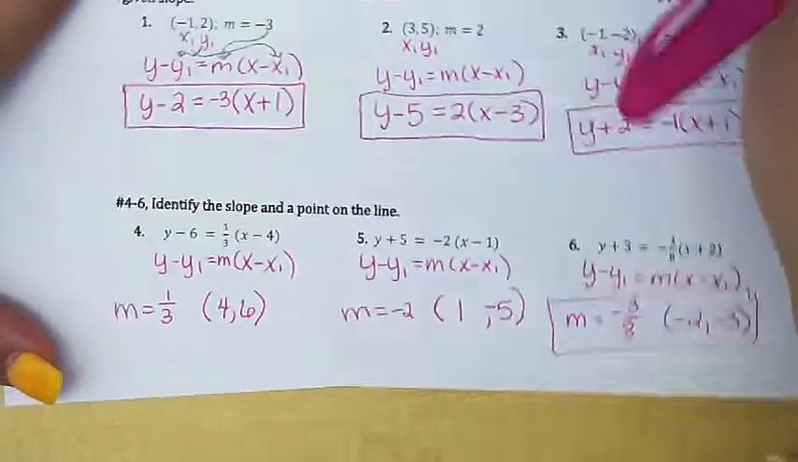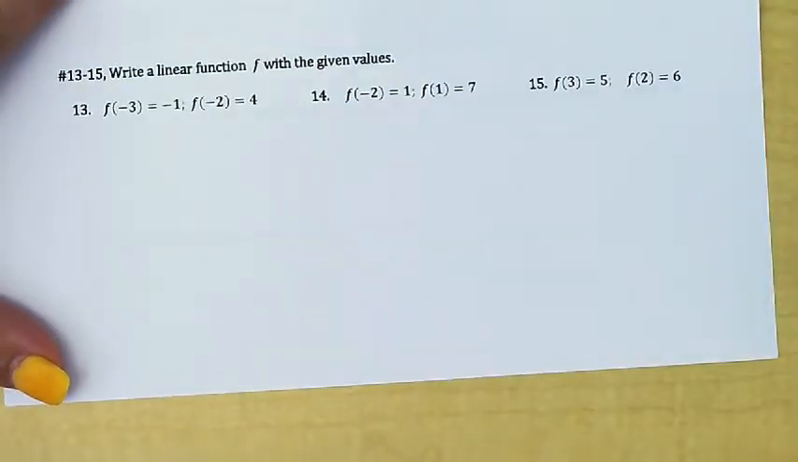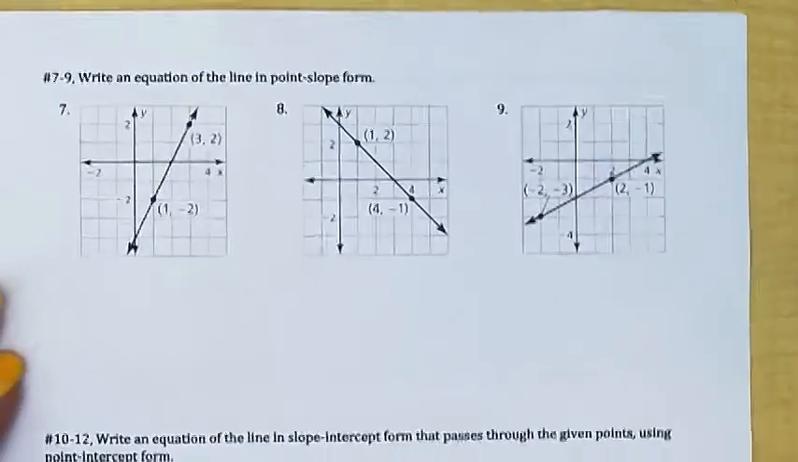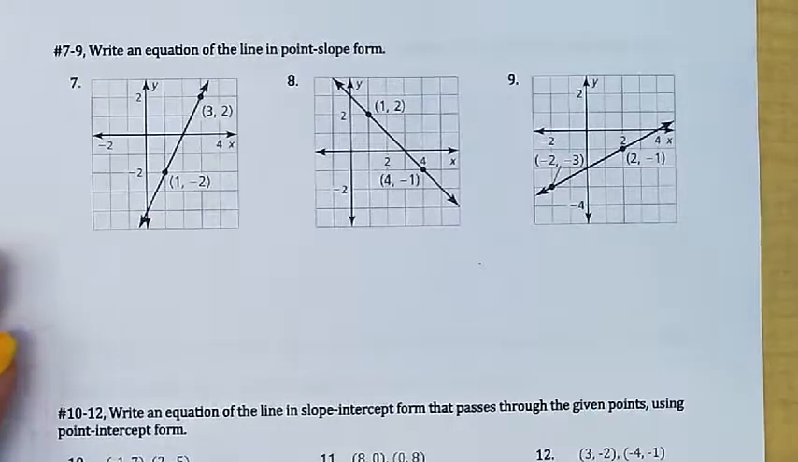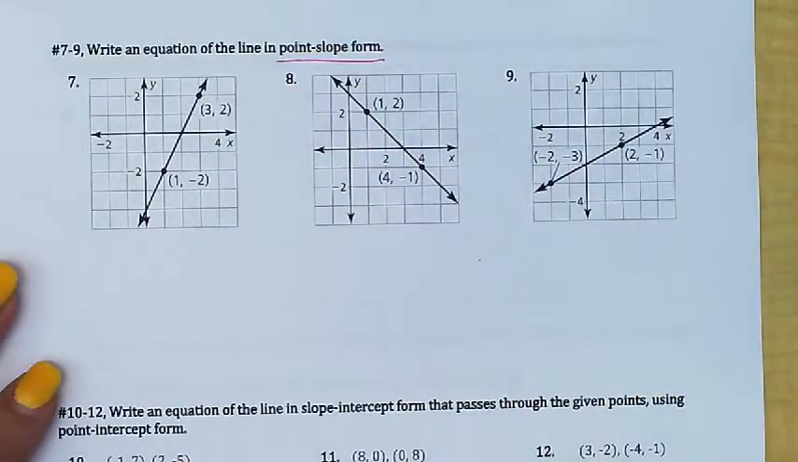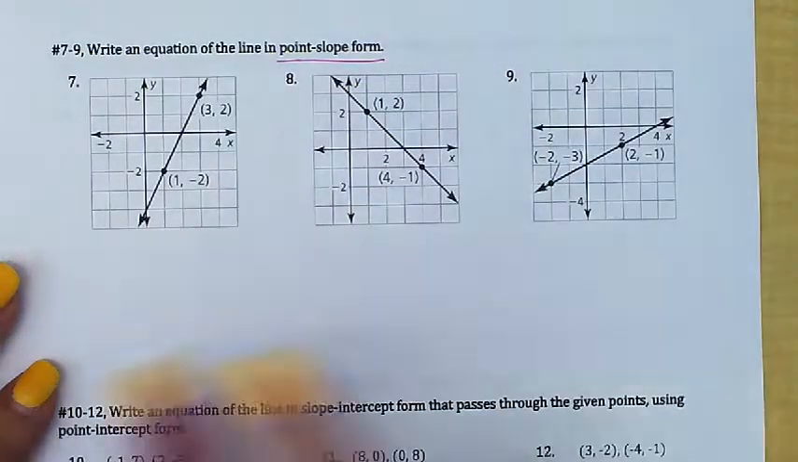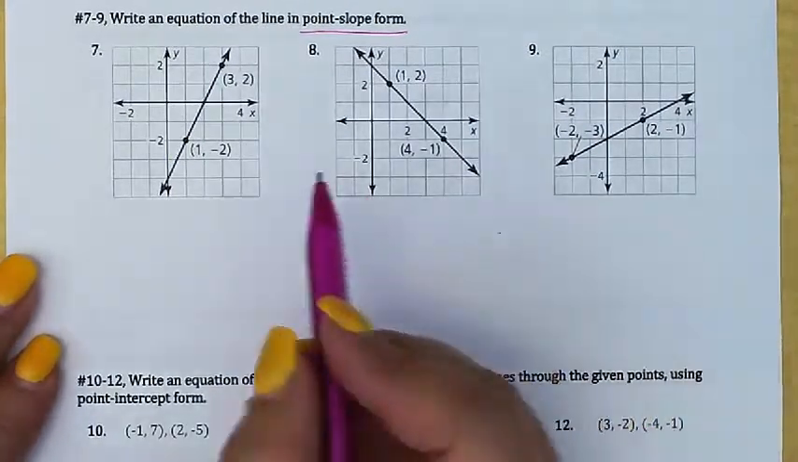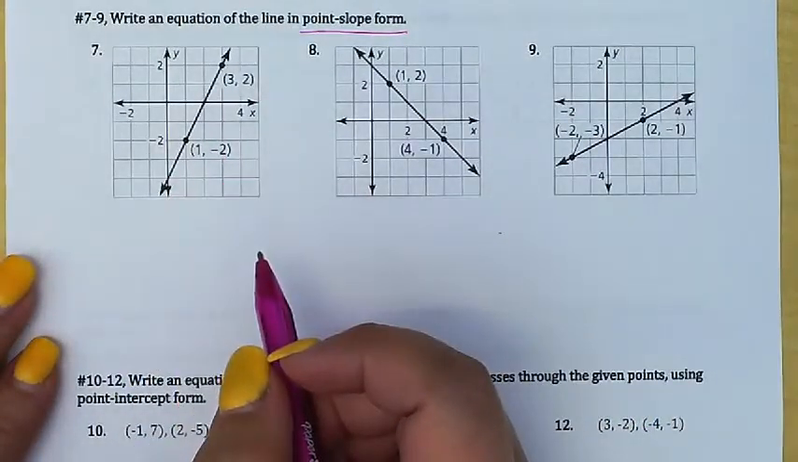Okay, so if we feel good about writing point slope and reading point slope, then let's talk about writing the equation of a line from graphs. They still want us to write it in point slope, so we're still going to just put it into point slope and leave it alone after that. Number 7 and 8 and 9, they're having us work this off of a graph.